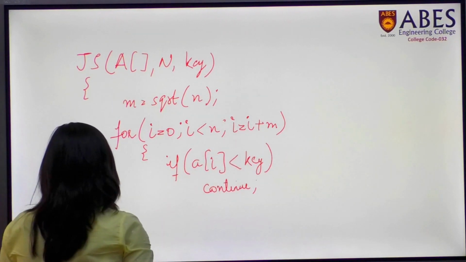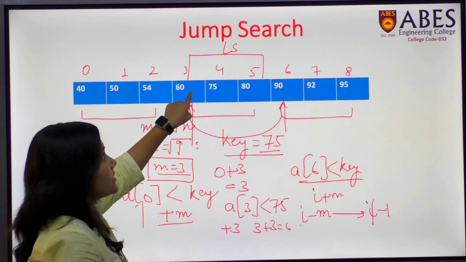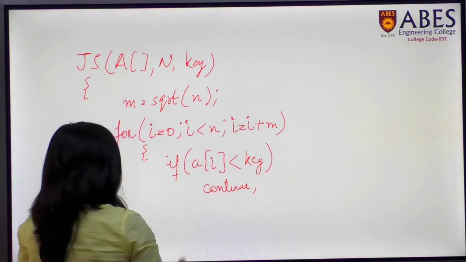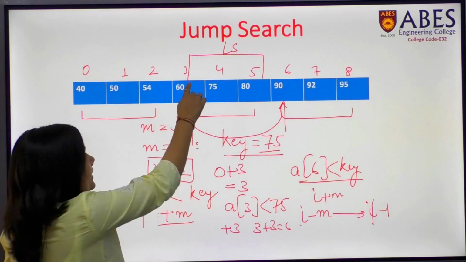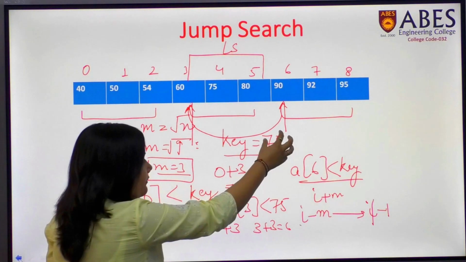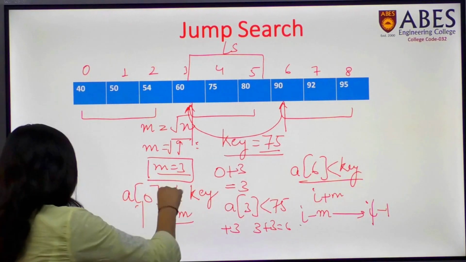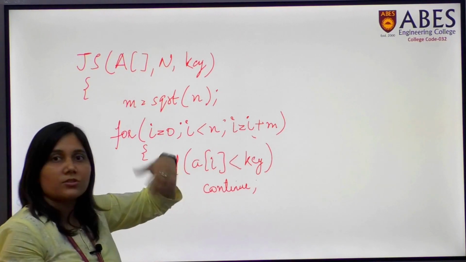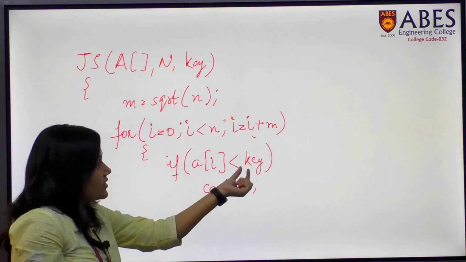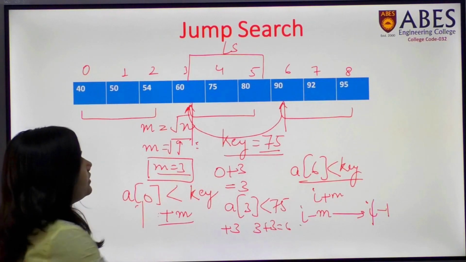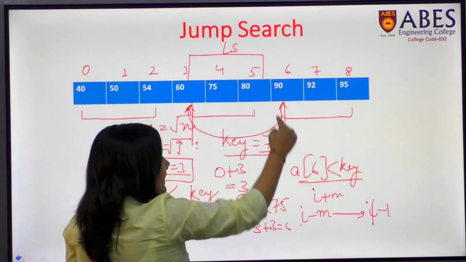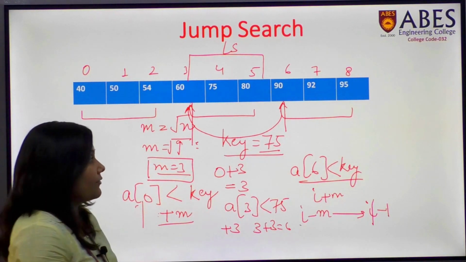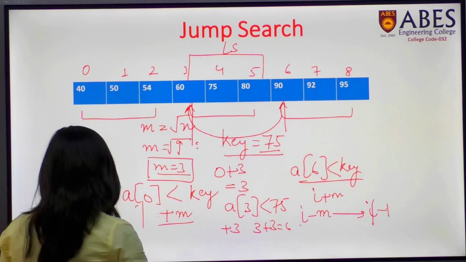Next, now my value has become 3, the pointer is here, and again it will check. So a3 is less than key, so now you can check, a3 is 60 and the key is 75, so yes, it is true again. So again there will be continue and an increment of 3, so 3 plus 3 is equal to 6. a of 6 is less than key: if you see from here, a6 is 90 but your key value is 75. So 90 is less than 75, which is wrong. So the condition becomes false.